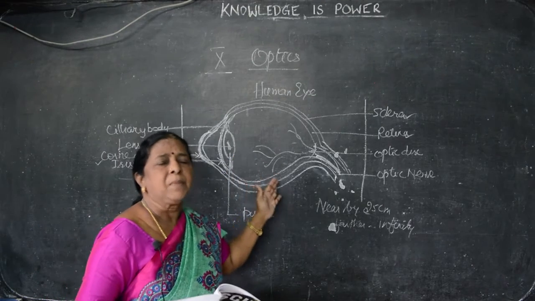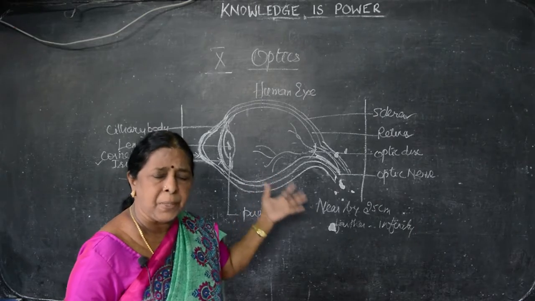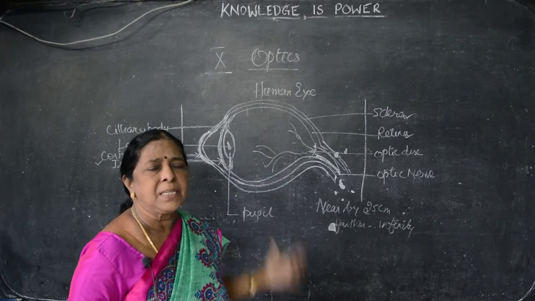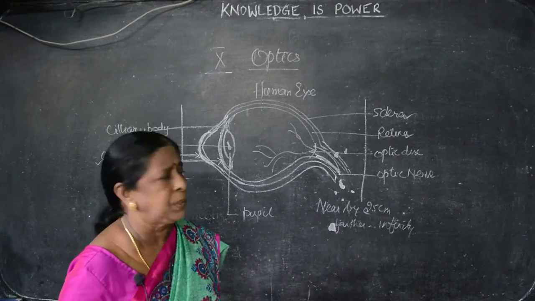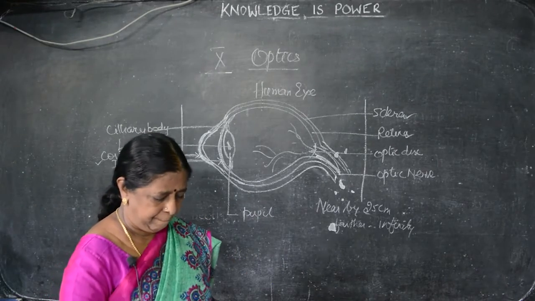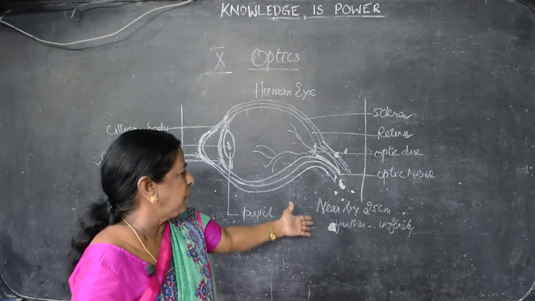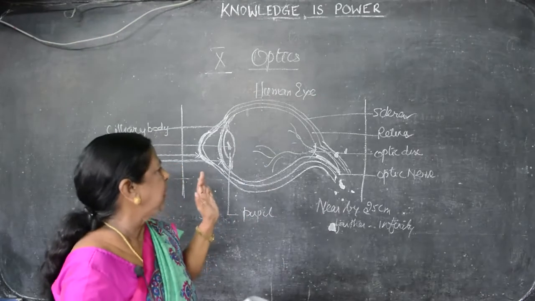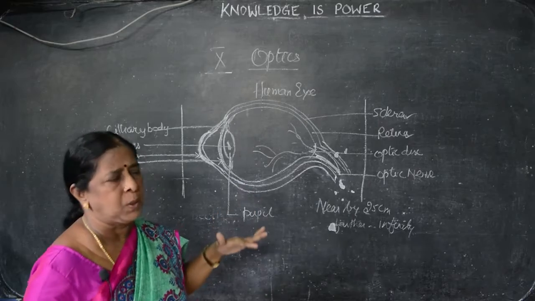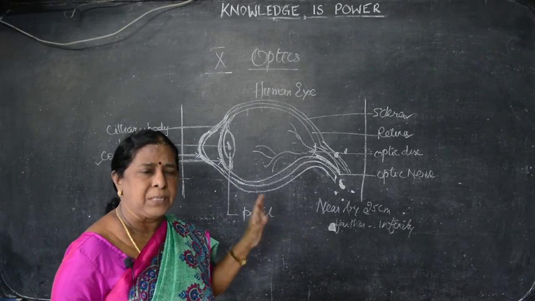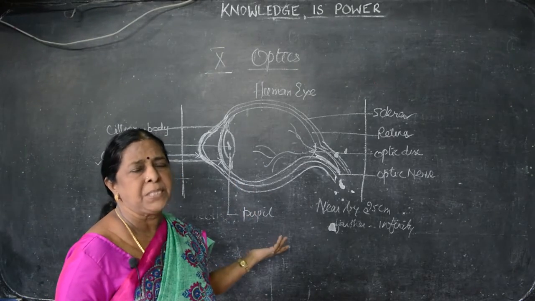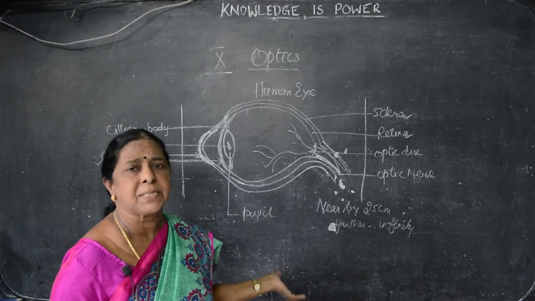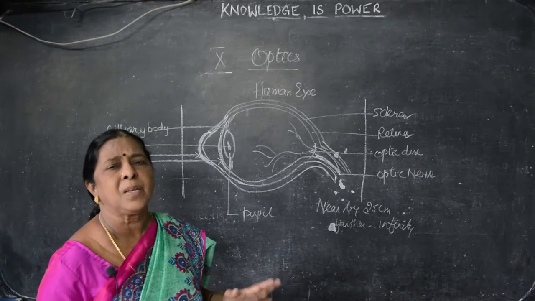People, with the help of ciliary muscles, can see nearby objects as well as farther objects. The capacity of the lens is known as power of accommodation. The near point is 25 centimeters, the far point is infinity. So normally we can see nearby objects as well as farther objects. Some persons have a defect: they cannot see nearby objects, or they cannot see farther objects. And some people cannot see either nearby or far-off objects. These are all defects.